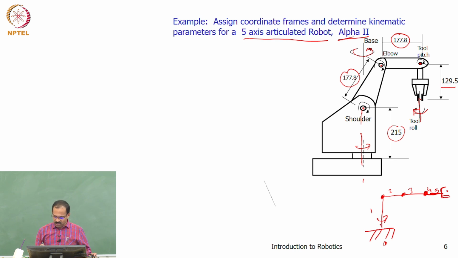Then we have the joints. So I'll put this as joint 1, and I call this joint 2, joint 3, joint 4, and I have a joint 5, which is the roll axis or the roll joint.